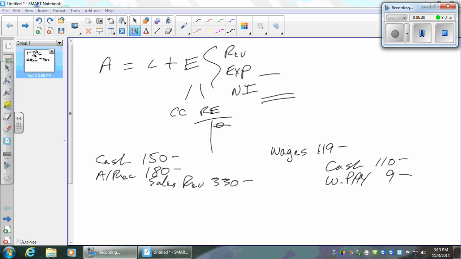Everybody agree with that? If you were to read something like that now, they paid 110 employee wages and owed the employees another 9. So 119 is what the employees earned, right? That's why I have wages expense. Come on, Keith. Wage expense is 119, right? And sales revenue is 330, just between those two.